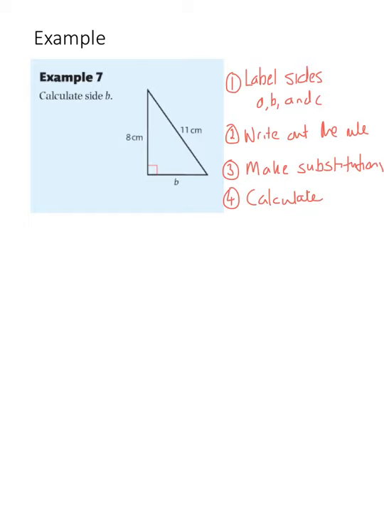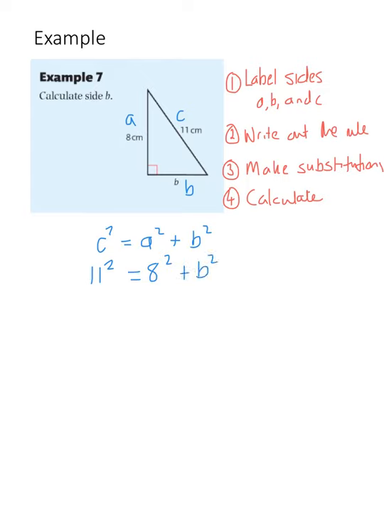So working through the set steps, the first step is to label the sides A, B and C. The two shorter sides are A and B, and the hypotenuse is C. The next thing, write out the rule. I know that C squared equals A squared plus B squared. Third step, make the substitutions. C is 11, so that becomes 11 squared. A is 8, so it becomes 8 squared. And B is our unknown variable, B squared.